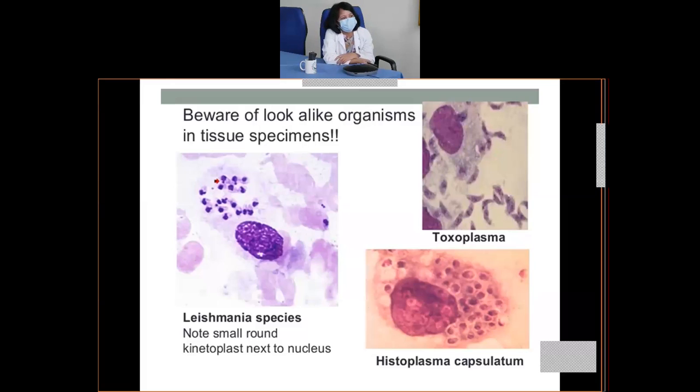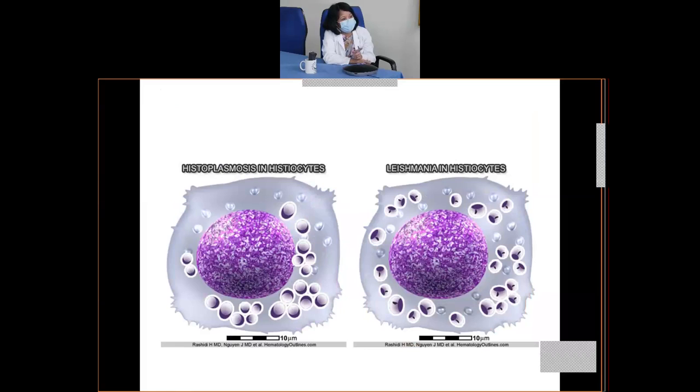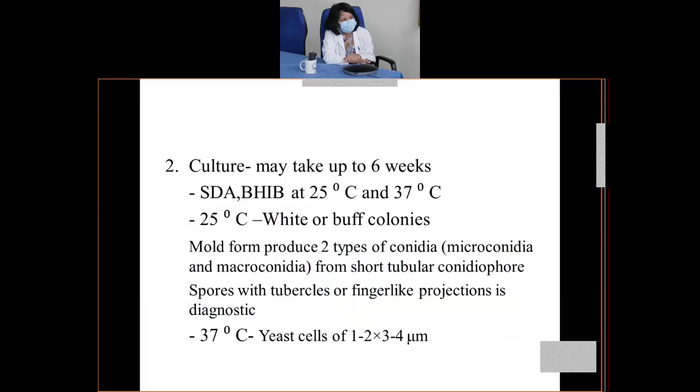There's another infection, toxoplasma. However, these tachyzoite forms are sickle shaped structures present in the cells, so they are not very similar to histoplasma. But the main confusion you're going to be asked about is between Leishmania and histoplasma. Look at the bottom picture: histoplasma has no kinetoplast. Here you can see the kinetoplasts in Leishmania, projecting structures, whereas histoplasmosis is present without any kinetoplast.